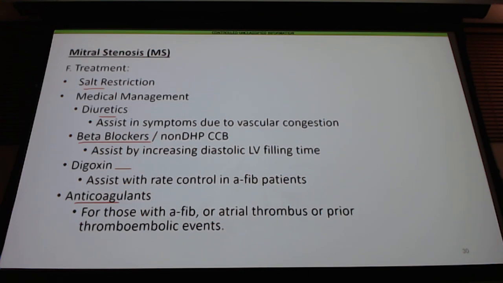And then, of course, anticoagulants is always an important consideration if you have static blood flow or other arrhythmias that can cause stasis, which puts the patient at risk of developing clots, which can get thrown anywhere in the arterial system if it's there on the left.